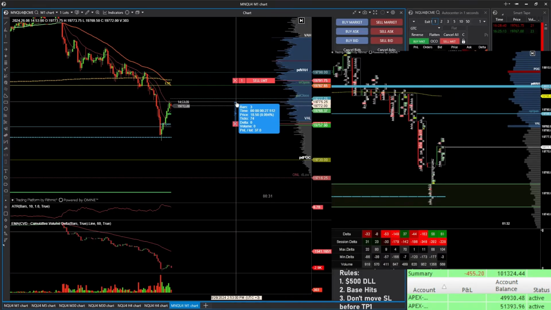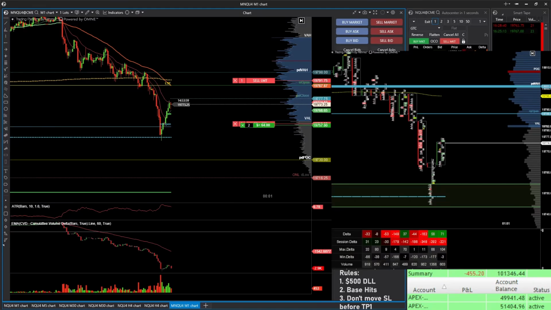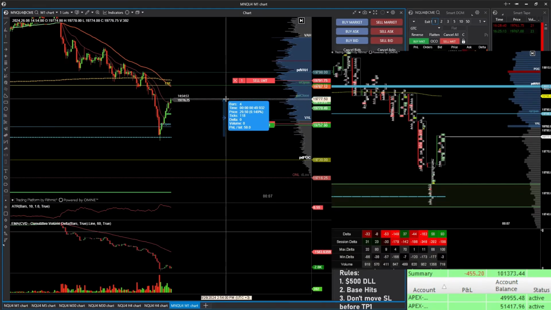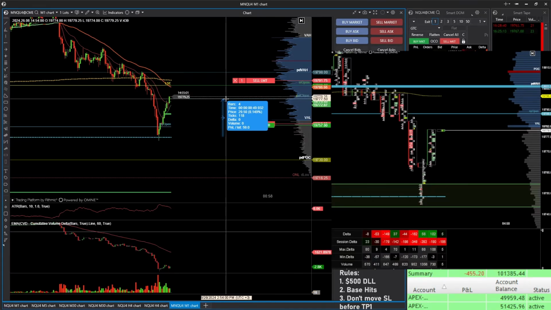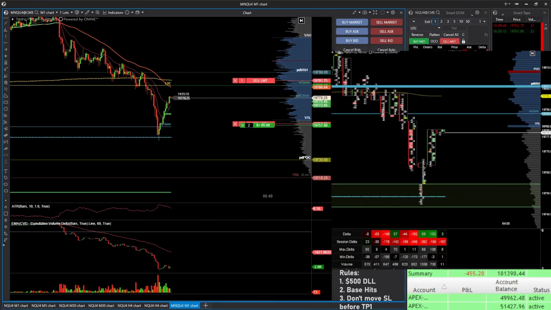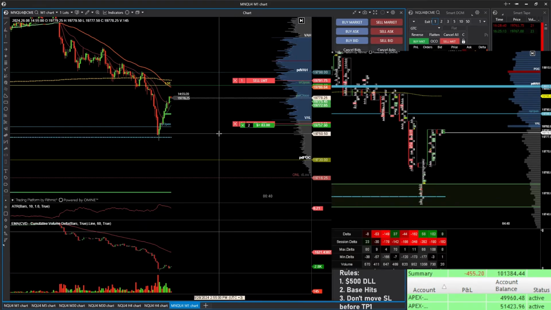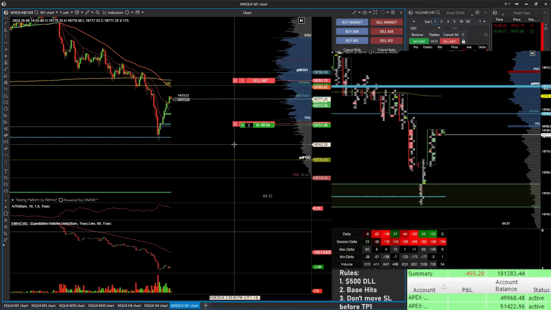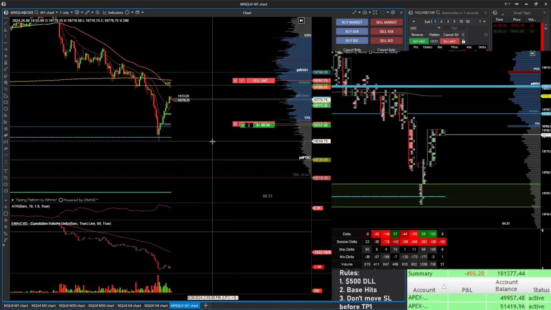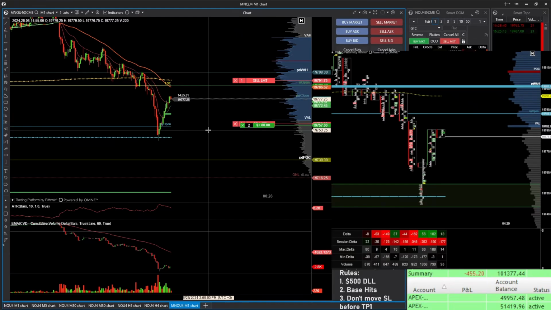So TP1 was after 70 ticks. The reaction was lovely, 120 ticks so far in two 5-minute candles, and we're still pushing higher. I could have entered with a larger position size on this trade, but I was already in drawdown after losing the first trade. So that wouldn't have been the best idea.